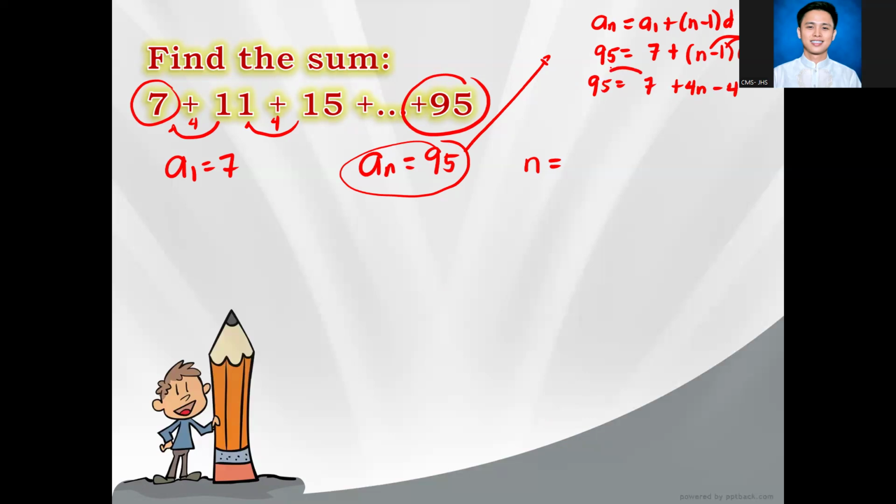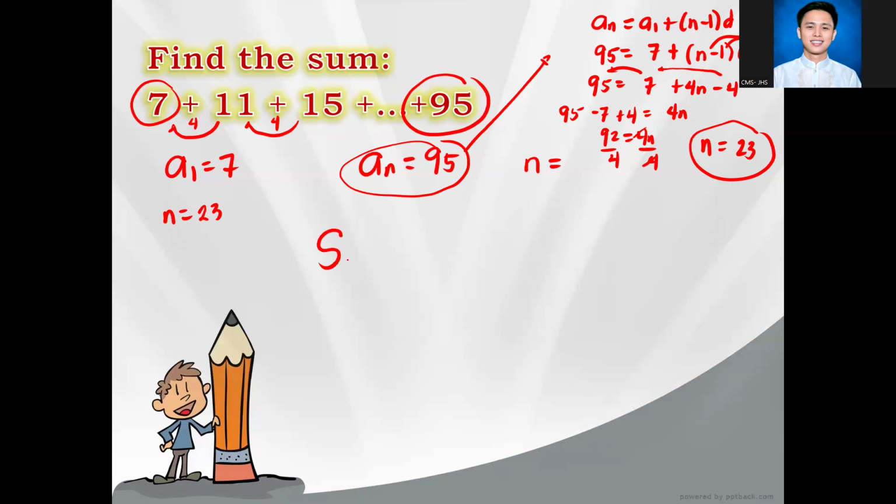Simplify. So transposing this 7 and negative 4 to the left side of the equation, you'll have 95 minus 7 plus 4 equals 4n. So 95 minus 7 is 88, right? And then 88 plus 4 is 92. So you get 92 equals 4n. So to solve for n, you simply need to divide both sides by 4. So dividing both sides by 4, cancel out this. So n equals 92 divided by 4 is 23. Therefore, our n is 23. So n equals 23. It's complete now.